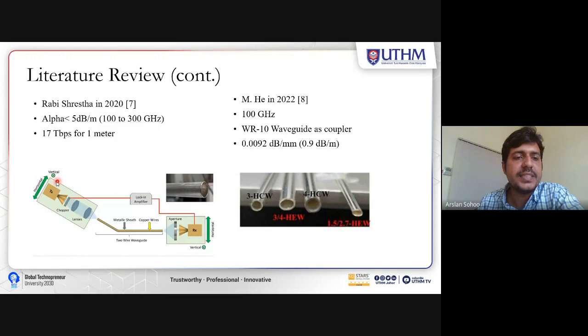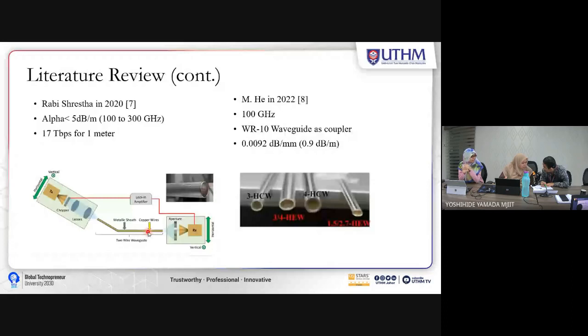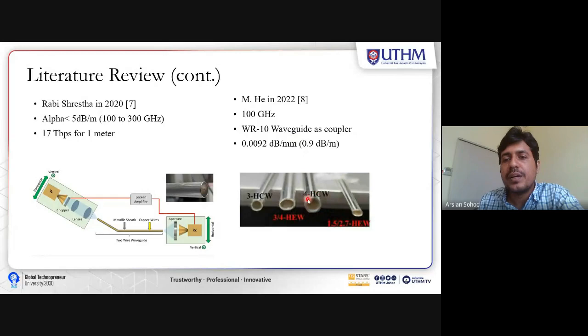As you can see here, this is a terahertz emitter, this is a terahertz receiver, and this is a metallic shield. And inside there are copper wires to propagate the terahertz waves. And in 2022, elliptical and circular waveguides were used for the propagation of the terahertz waves.